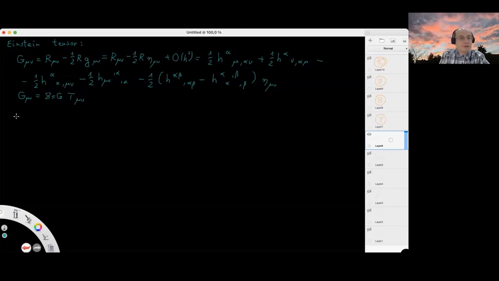And the first step is substituting a new variable. So things will clean up a little bit if instead of h mu nu, we use h bar mu nu, defined as h mu nu minus 1/2 h sigma sigma eta mu nu. The contraction here is performed using eta, of course. This is known as the trace reverse of h.